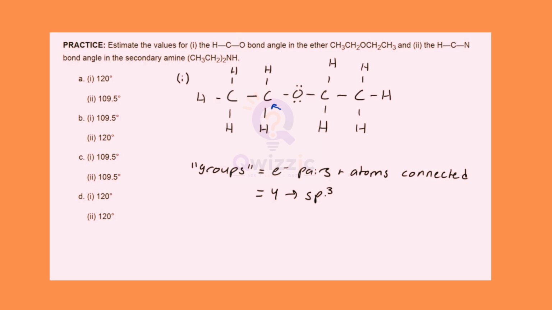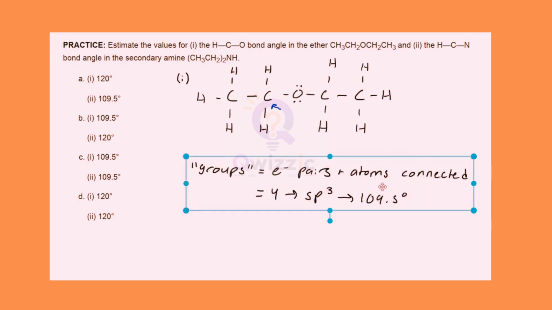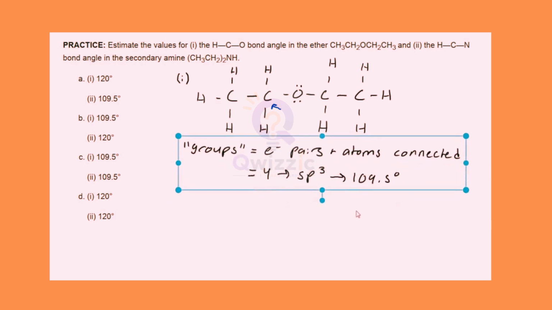So because the point of reference in the HCO bond angle is carbon, and carbon is sp3 hybridized with 0 lone pairs, the bond angle is going to be approximately 109.5 degrees. So that concludes part 1, and now let's apply the same procedure here to part 2.